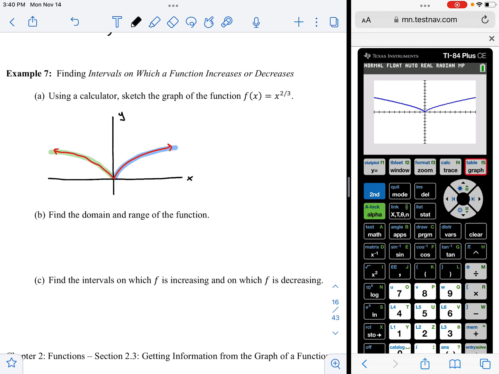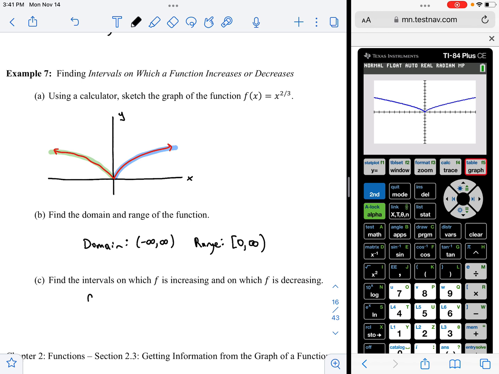In terms of the domain, any x value can be put into this function. The x to the 2/3 can take on any value, so the domain is anything. The range, however, is limited from 0, which is included because 0 is okay, and then it will go up. Even though it's really slow, like I had mentioned, it will go up to infinity.